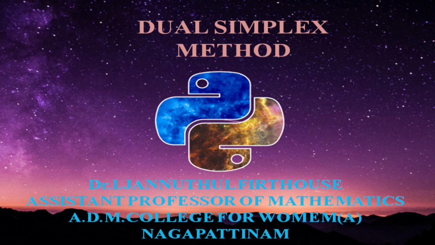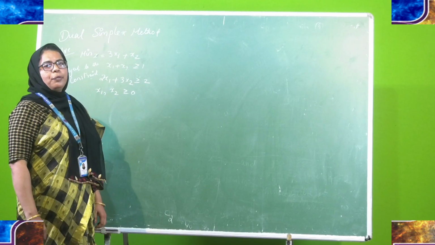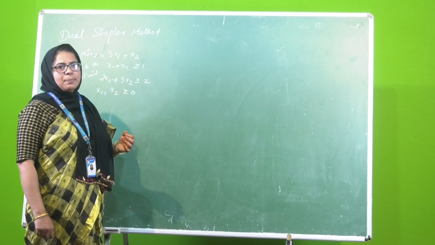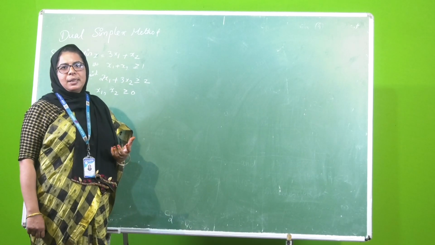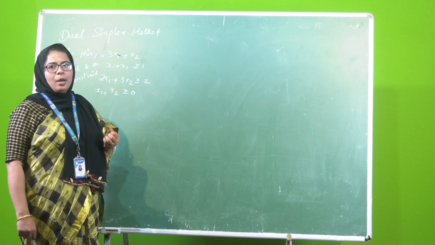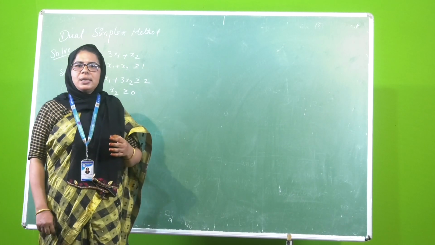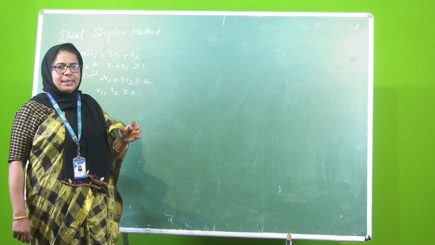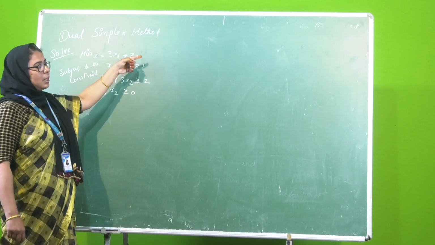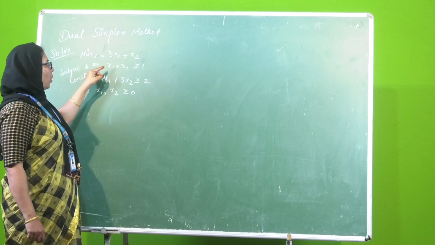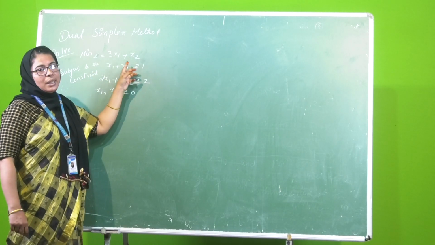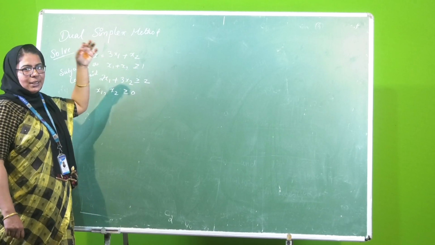Today we will discuss the topic dual simplex method in operation research. We know already the simplex method. In the previous class, we discussed the simplex method of the linear programming problem. What are the conditions? The problem is to be maximized, maximize z is equal to some constant, subject to the constraints x1 plus x2 in less than or equal to constraints.